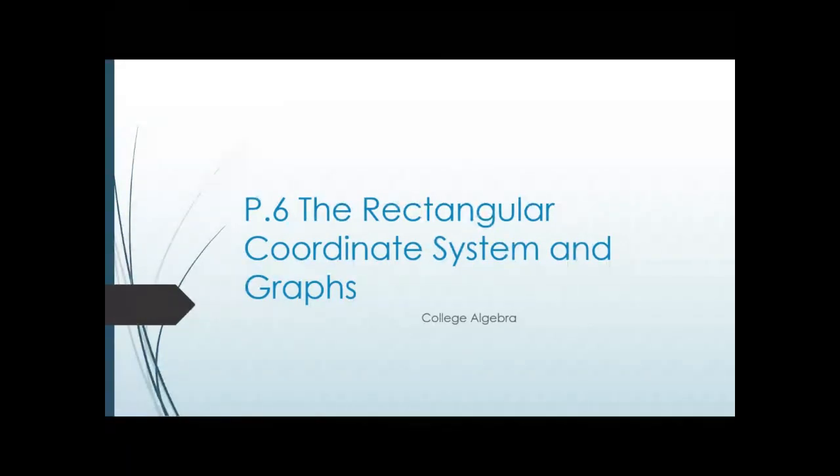So I'm going to be covering P.6, the rectangular coordinate system and graphs. I'm just going through the material in this section. So if you watch this, you don't really need to read that section of the book because I'm covering the same stuff. Going over examples as well.